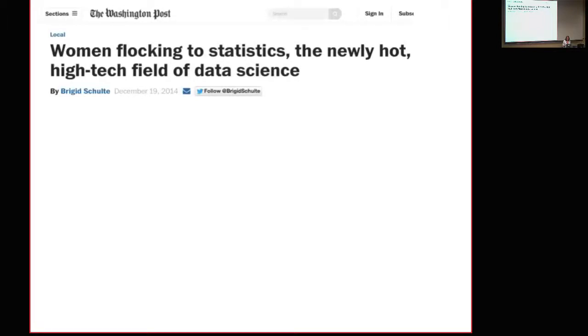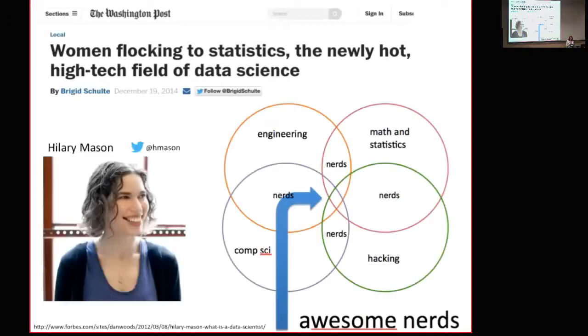You may have noticed the word data science in that title as well. I wanted to explain how that's related to statistics, as those two terms have been often used interchangeably. Hilary Mason is a chief data scientist at Bitly, and she views data science at the intersection of four disciplines: math and statistics, computer science, what she calls hacking, and engineering. But she emphasizes that statistics is a major component of this.